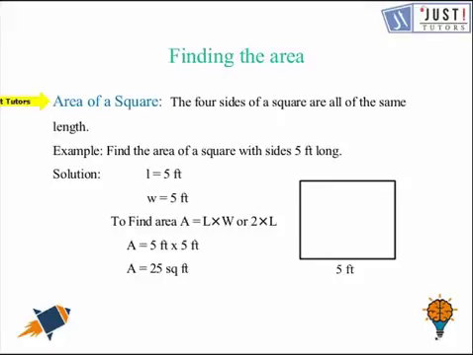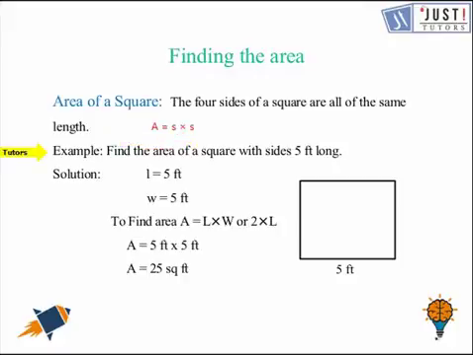Let's look at the area of a square. The four-sided shape that is a square has all the sides of equal length. We calculate the area in the same way. We write A equals S times S, where S stands for length and width, which are the same, so instead we can just simply write it as S squared.